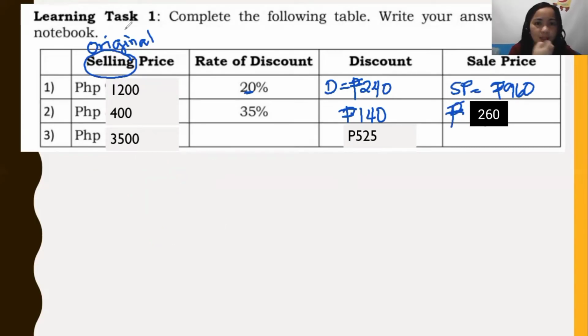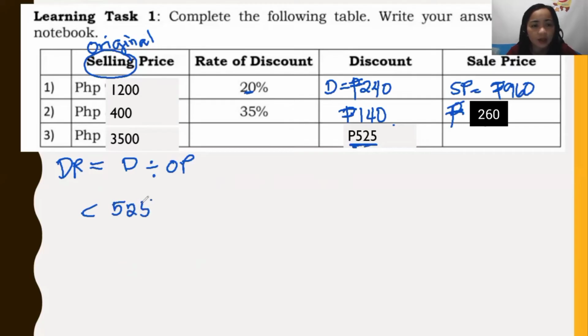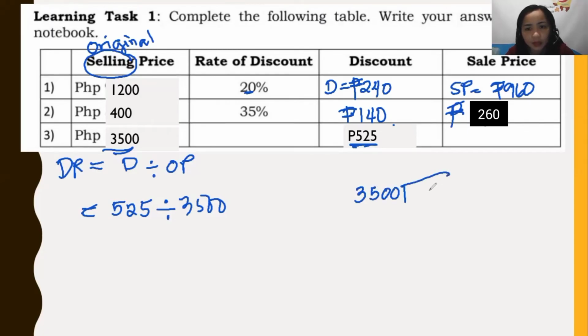Rate of discount or discount rate. Ang nawawala ay discount rate. Pag discount rate ang nawawala, anong gagawin natin? That is discount divided by original price. So, ano ba yung discount natin dito? 525 divided by 3,500. Let's divide. Nasa loob yung 525. Ayusin natin ang sulat. Ang pangit ng sulat nila.